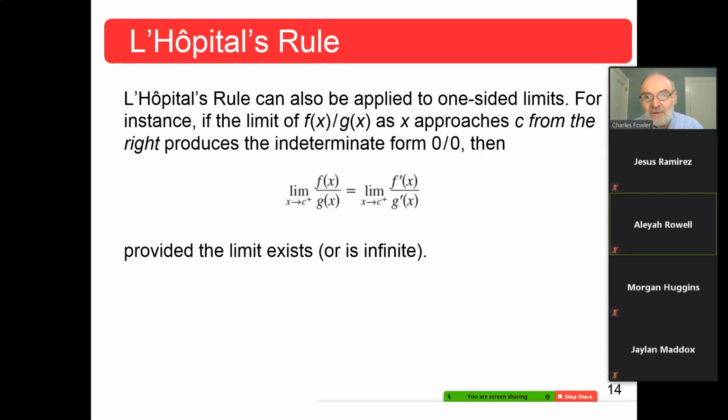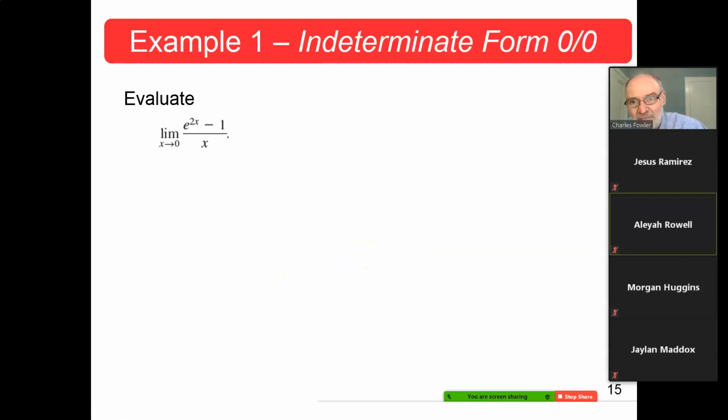So L'Hopital's rule can also be applied to one-sided limits. The limit may exist only going one direction, but not from the other direction. For example, the limit of f of x over g of x as x approaches c from the right approaches the indeterminate form 0 over 0. Then you can still do this, but you have to keep the limit to being from the right only, provided that limit exists or is infinite. Okay, we'll get to the infinite part later.